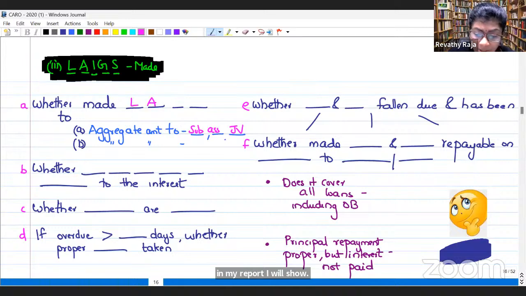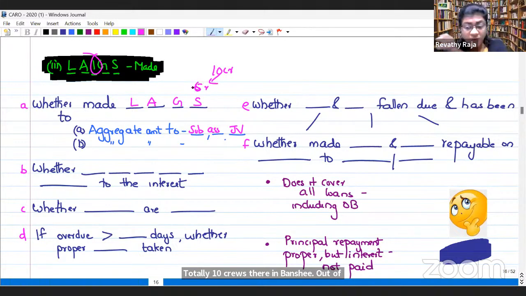So as an auditor, I will show in my report whether loans, advances, guarantee, security were made. No investment. Totally 10 crore is there in the balance sheet, out of which 6 crore is for associates, subsidiary, joint venture, and the rest 4 crore is for others. How much was given to subsidiary, associate, JV, and how much to others? You're just reporting. Think of yourself as a mediator between the BOD and the shareholders. Let shareholders see this.